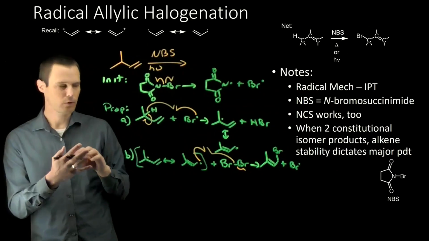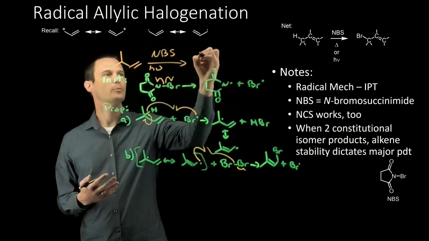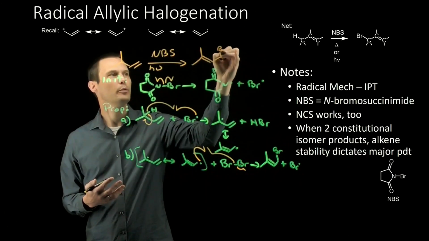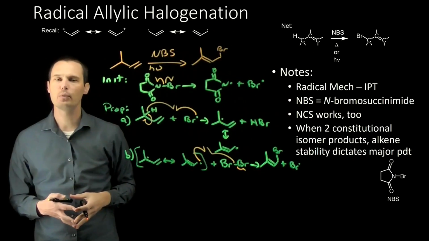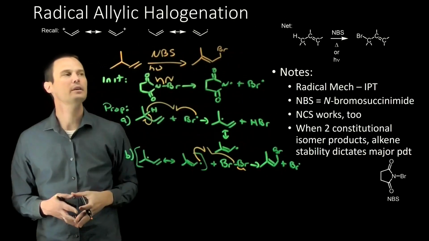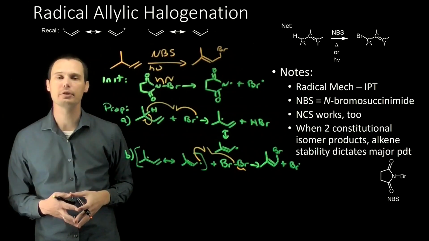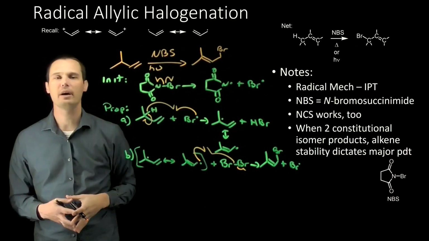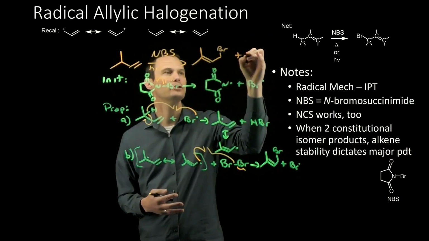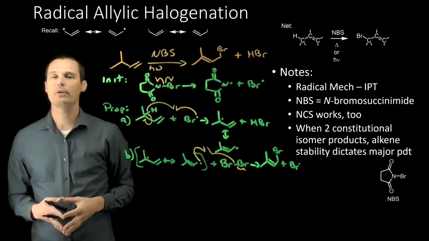So this is the overall overview of this reaction. Our product is going to be an allylic bromide, where the bromine is on the allylic carbon relative to the alkene. Notice though that the alkene has now shifted to an internal position. This alkene is more stable than the alkene that we started with, and our byproduct for this reaction is HBr. This is an overview of the radical allylic halogenation.